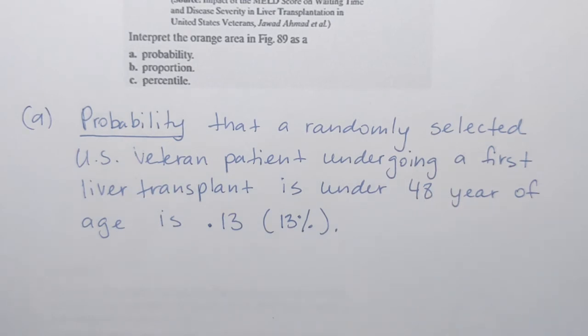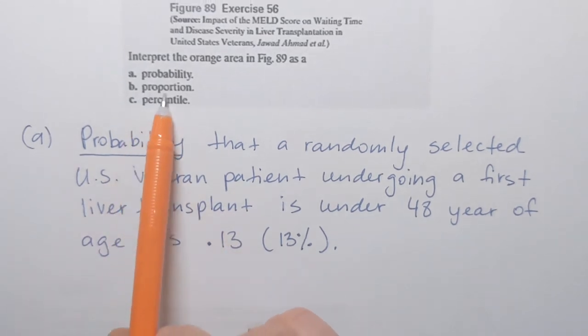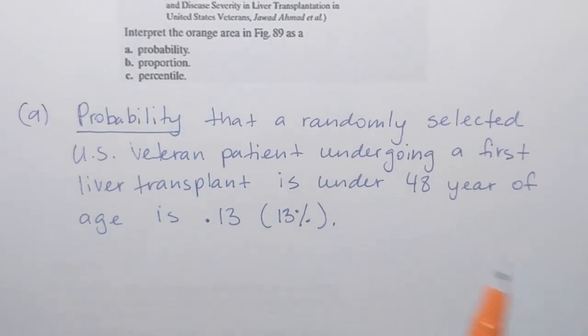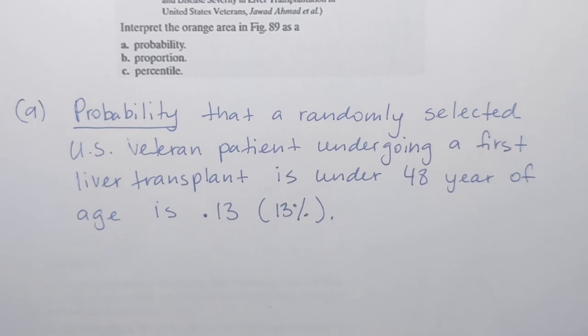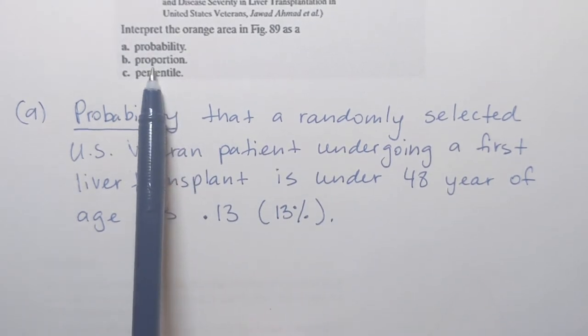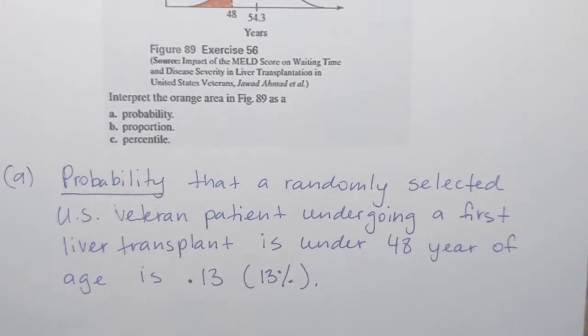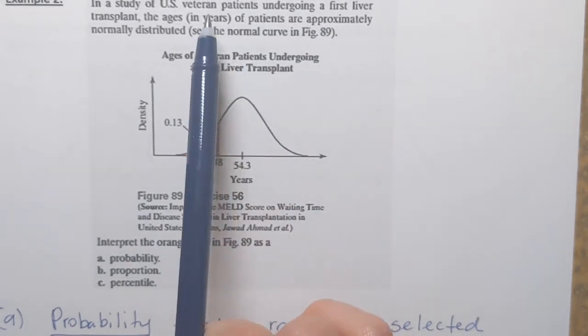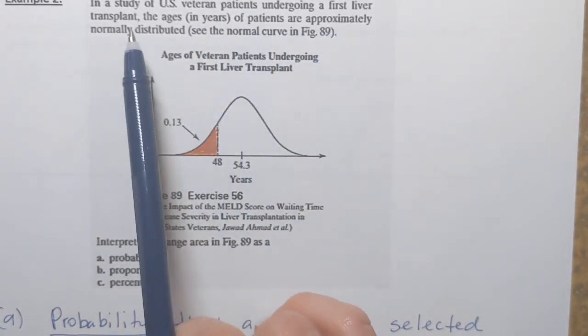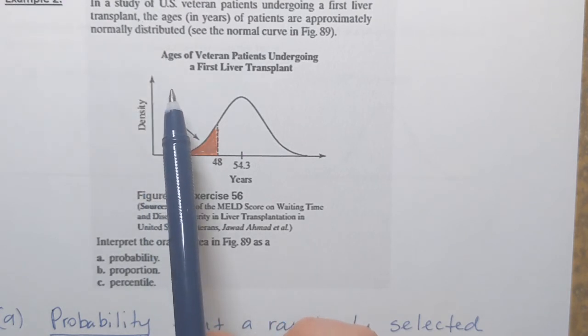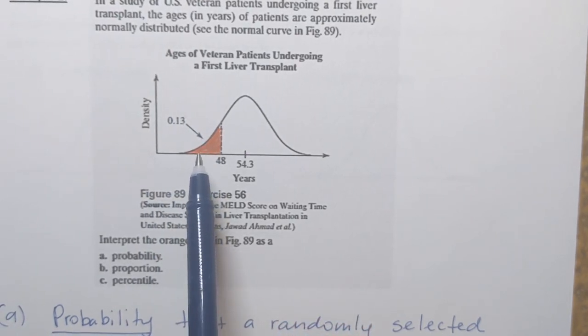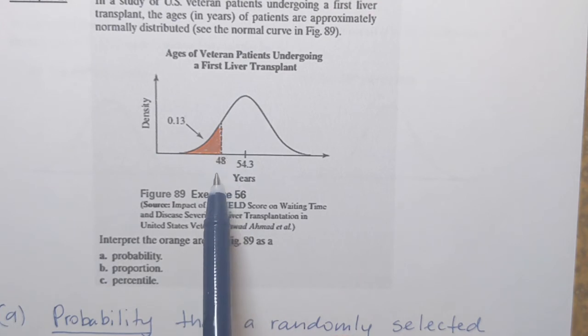So now let's try to interpret that same area as proportion. In this case, 0.13 represents proportion, or we can use 13%. Sentences can be phrased slightly differently, but they should all have the same kind of meaning. So in the case of proportion, we can start this way. We can say that 13% of, well, again, I'm describing the population, that 13% of US veteran patients undergoing a first liver transplant. What about them? What is it about 13% of them? Well, their age is below 48.